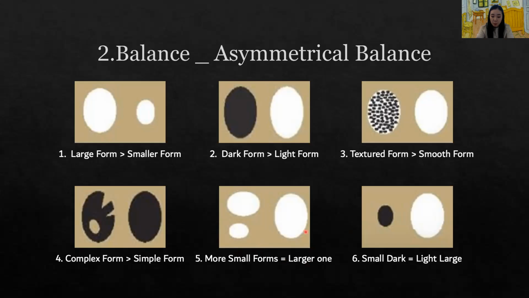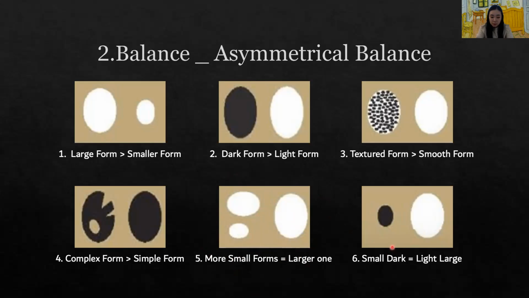And the fifth form. On the left side there are 2 smaller forms, and on the right side there is a big, larger form. So 2 or more small forms can balance a larger one.